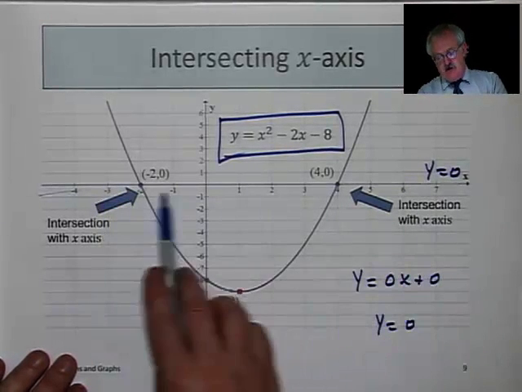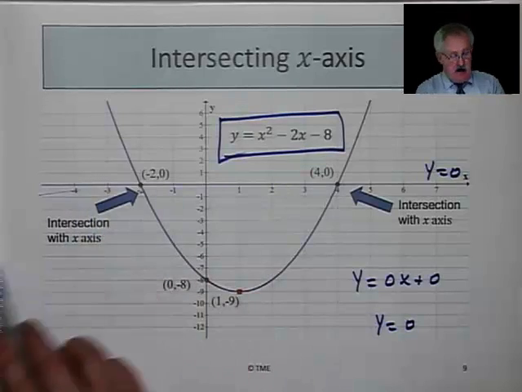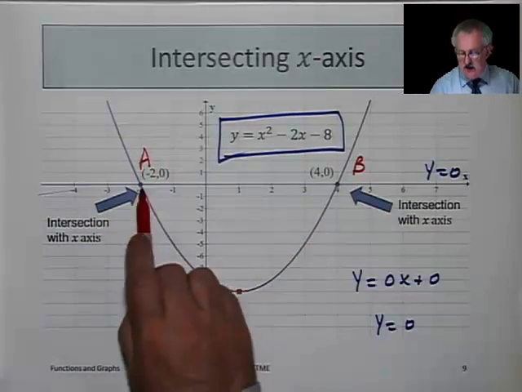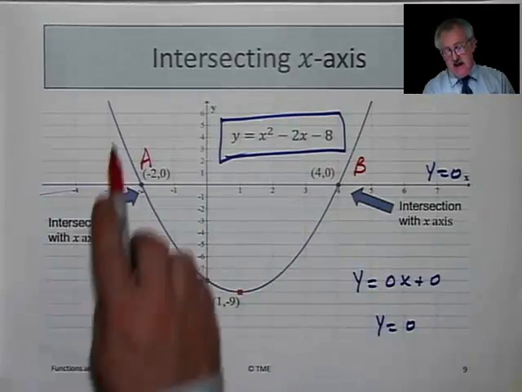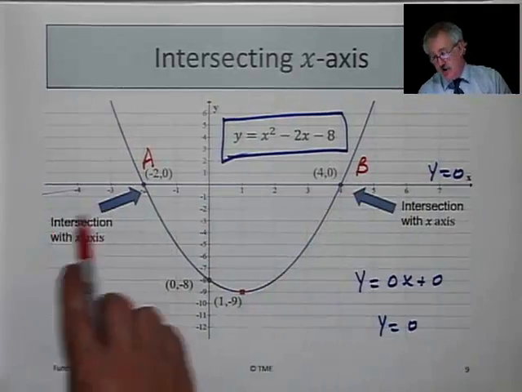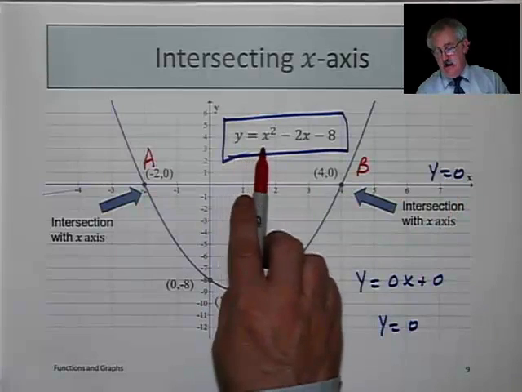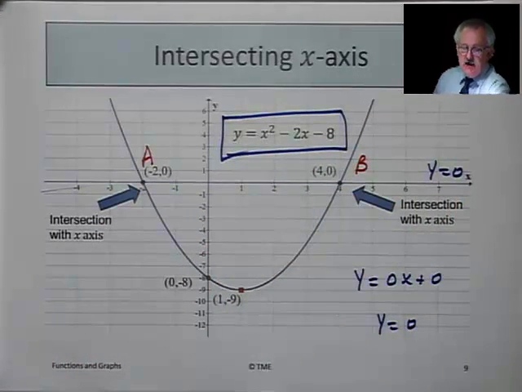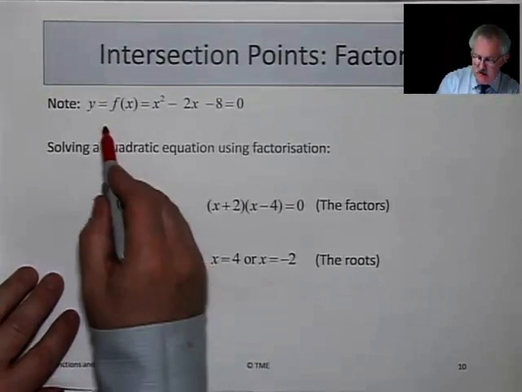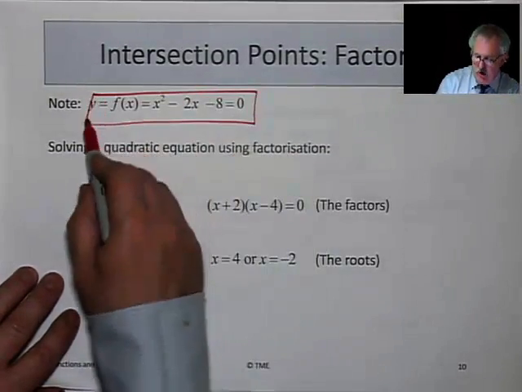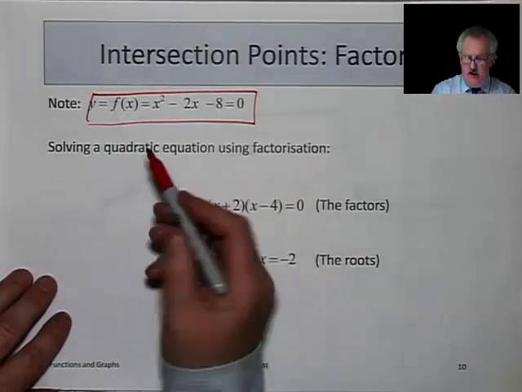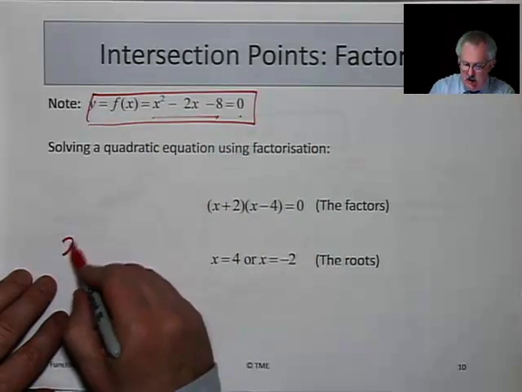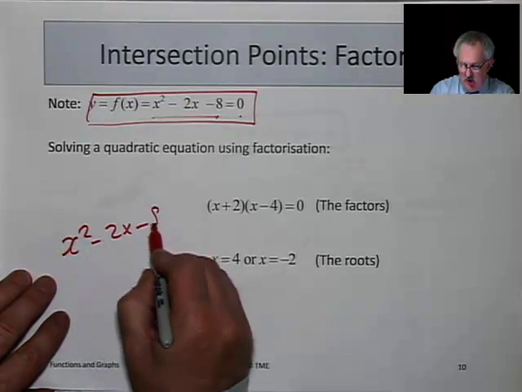So effectively what we're saying is that at these points, A and B, the points are both on the x-axis and on this curve, or both on y equals 0 and on y equals x squared minus 2x minus 8. So now we just plug that in. And we say, when is y equals f(x), we only have an f(x), equal to 0? That is, x squared minus 2x minus 8.